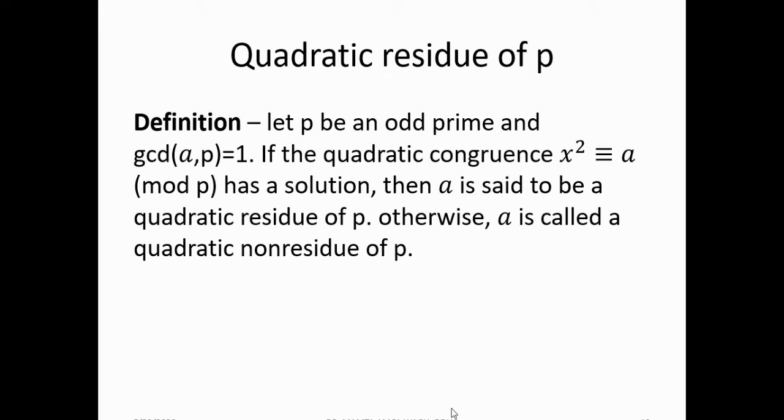Now let's see this definition. Quadratic residue of a prime. Let p be an odd prime and a and p relatively prime. If the quadratic congruence x square congruent to a modulo p has a solution, then a is said to be a quadratic residue of p. Otherwise, if it has no solution, then a is called a quadratic non-residue of p.